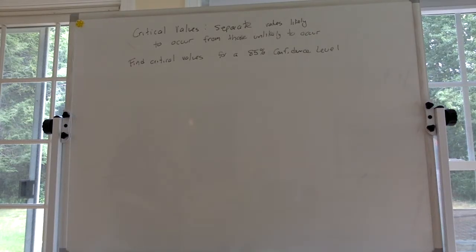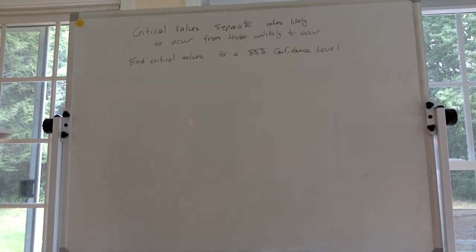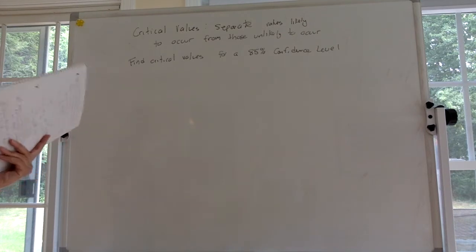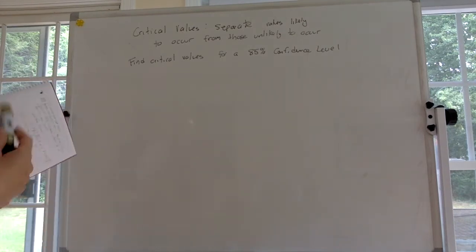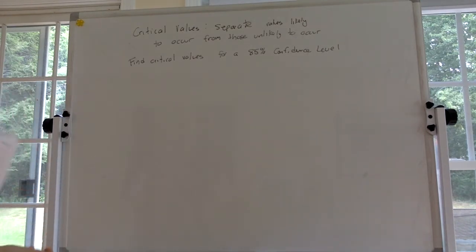Okay, this problem has to do with critical values. So what is a critical value? It's a value that separates likely to occur values from those unlikely to occur. So they're kind of like the cutoffs, if you think of it that way.